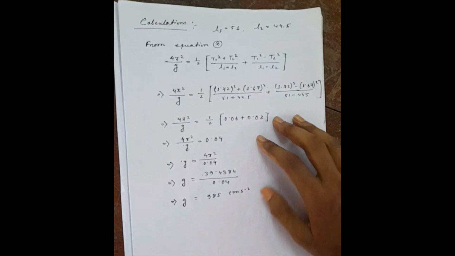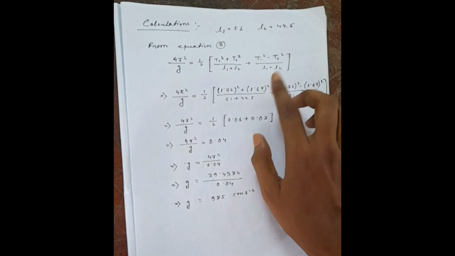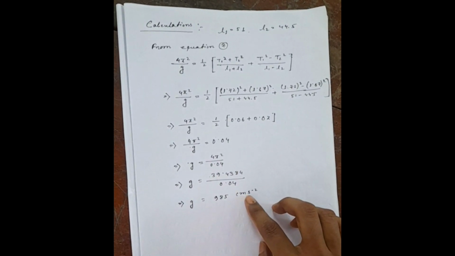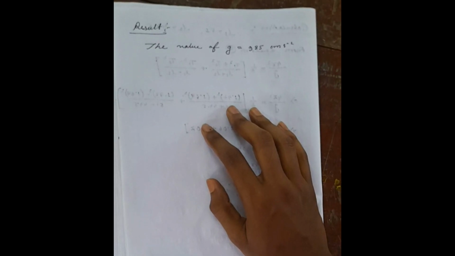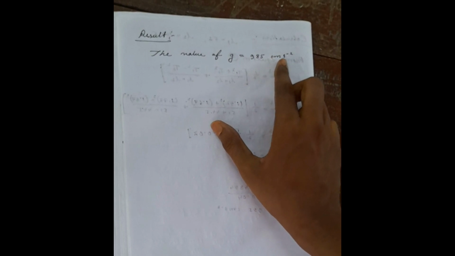1.67 seconds. Now putting the values of L1 and L2 in equation number 2, these are the calculations, and we get g equals 985 cm per second squared. Now we get the result: the value of g is 985 cm per second squared.